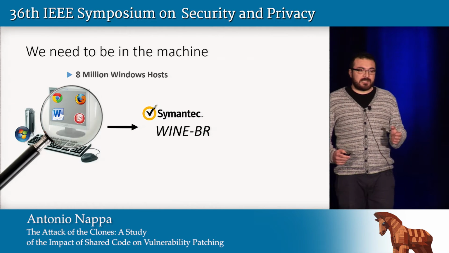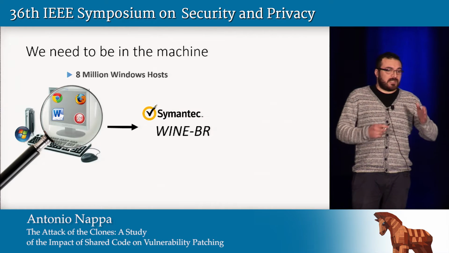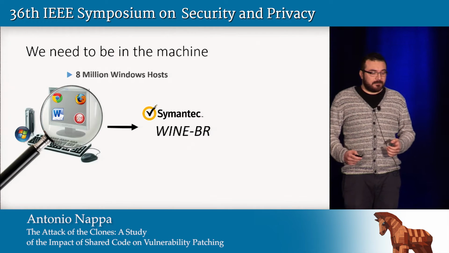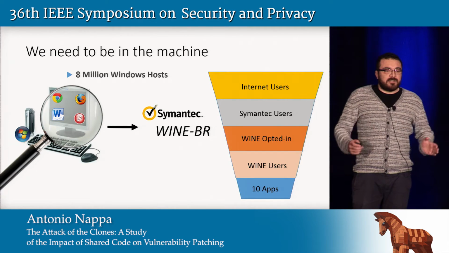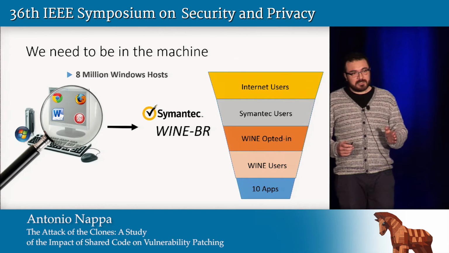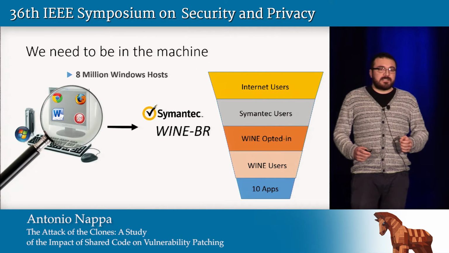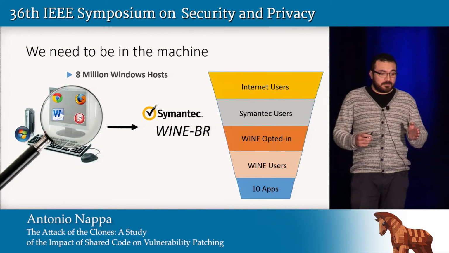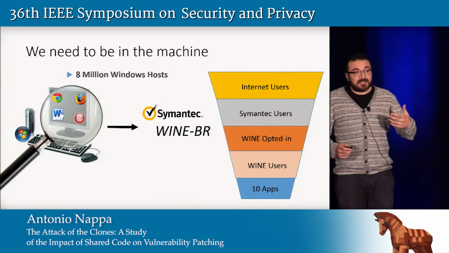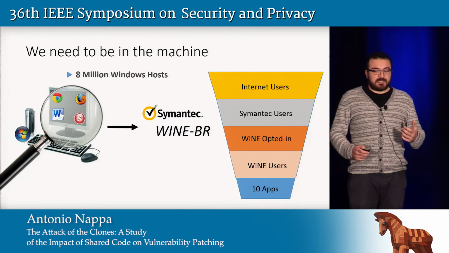This dataset contains 8 million Windows host data, basically the hashes of the files and some other information like the first seen date in the system. So we have the internet users, that is a big set. Then the subset are the Symantec users. Then the users that opted in for the system, it's another subset. Then this data is sampled, and we have the WINE users. And we selected 10 popular applications from this dataset.